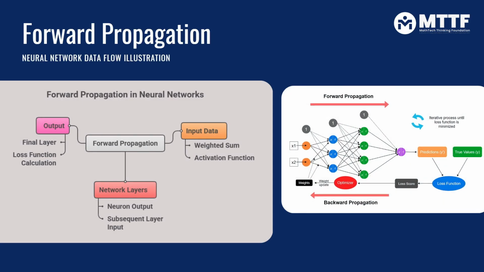Forward propagation describes how information moves through the neural network from input to output. The process begins at the input layer, where data features are combined using a weighted sum. Each neuron then applies an activation function, transforming this sum into an output signal. This output becomes an input to the next layer. As data flows through the network layers, each neuron processes it in the same way. Weighted sum followed by activation, gradually building more meaningful representations.